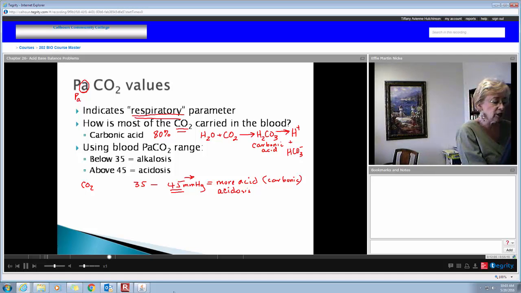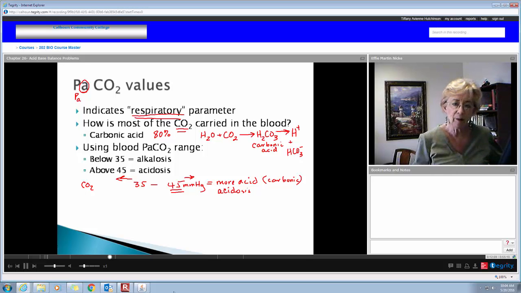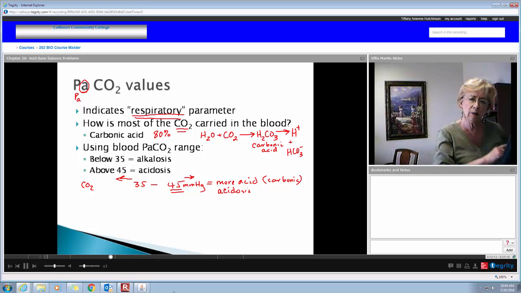All right, let's look then. What if the CO2 level is lower than 35 millimeters of mercury? If it's lower than 35, then you're not going to be producing as much carbonic acid, which means your body might tend to go further over into the alkaline range.